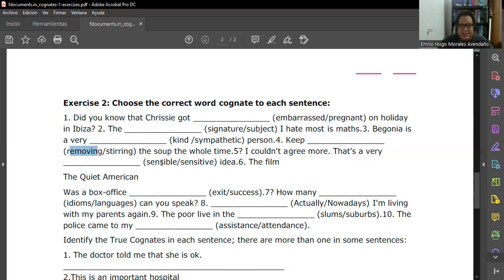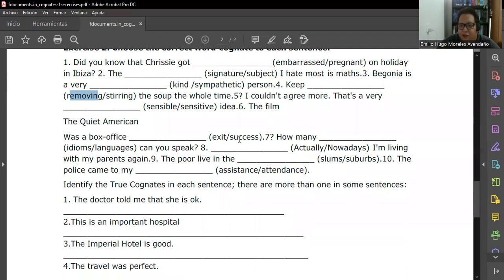On sentence number 5, I couldn't agree more. That's a very sensitive idea. We find that sensitive is the right word and not sensible, because sensitive is about sensibilidad. So that's a very sensitive idea. And we can have any other examples. I hope you can finish this exercise in order to get more knowledge about the cognates.